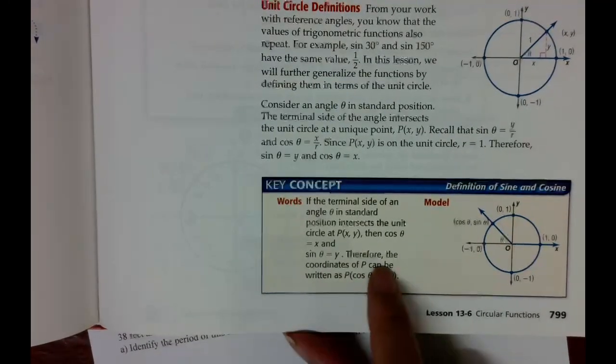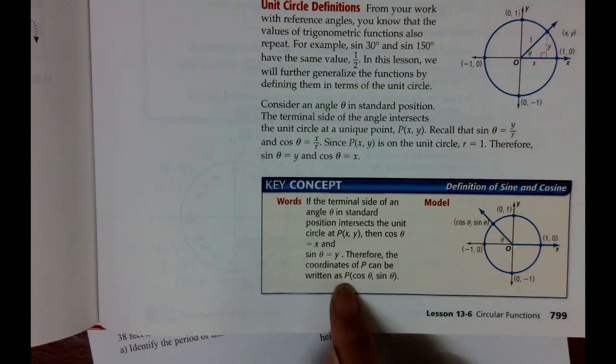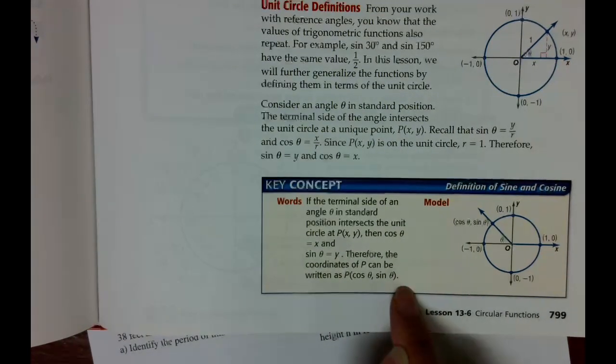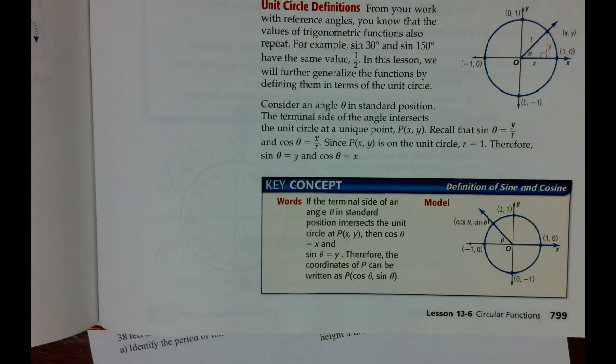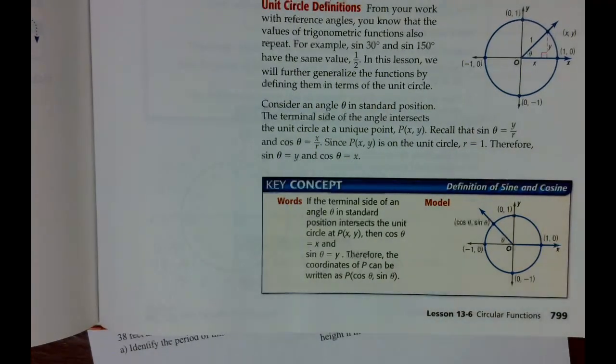Therefore the coordinates of P can also be written as P = (cosine theta, sine theta). The way I remember this is that C in cosine comes before S in sine, and X comes before Y. So that's how I remember which one goes with which.